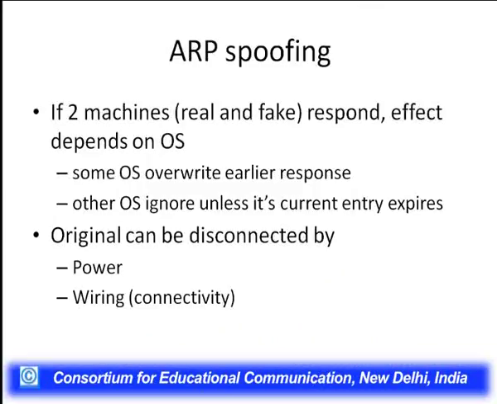If two machines are sending messages, one will be real and the other will be fake. If a computer gets two messages from the same address, different operating systems employ different strategies. Some operating systems accept the first message that they receive from the machine and ignore the second, while others override the earlier response with the later one. The original machines can then be disconnected through physical means, by turning off the power or disconnecting the wire, and therefore it is determined which is the fake machine that is sending these spoofed messages on the network.